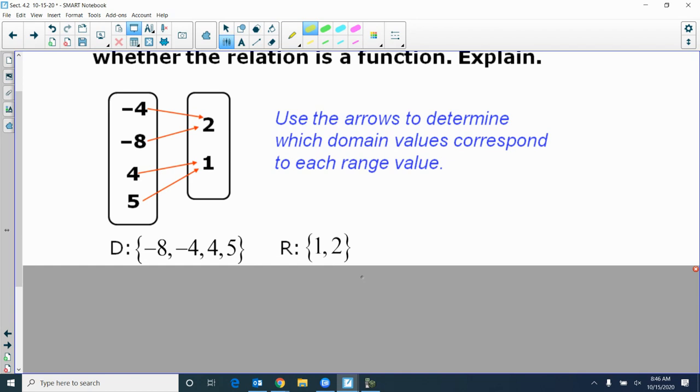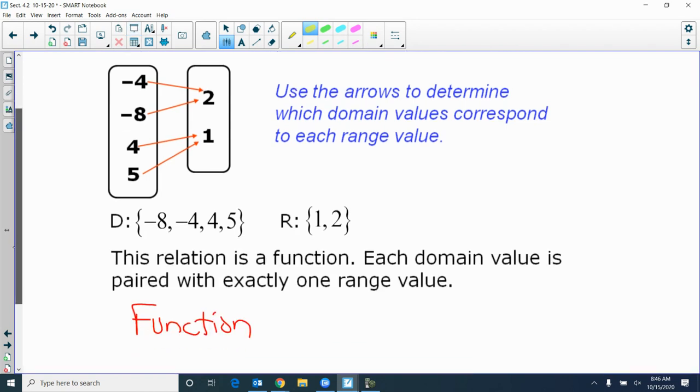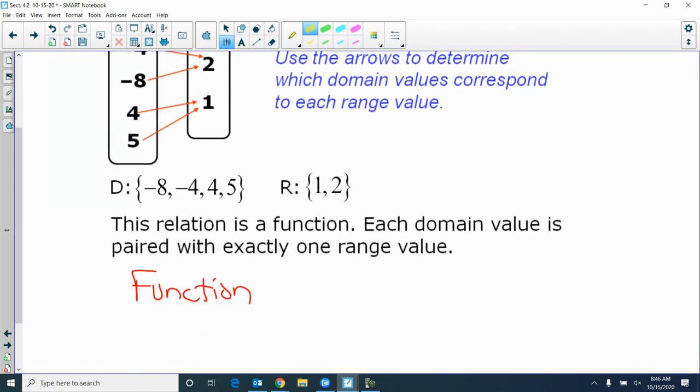Now, does any domain go to 2 different ranges? -4 goes to 2. Does it go to anything else? Nope. -8 goes to 2. It doesn't go to anything else. It's okay they go to the same one. So this is a function. Make sure you put that down underneath that.